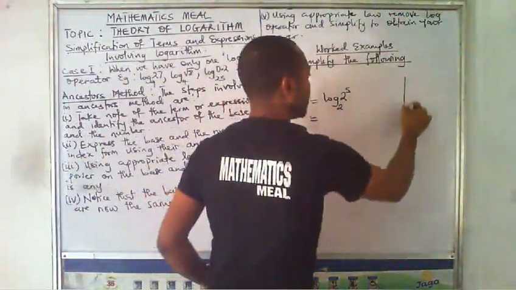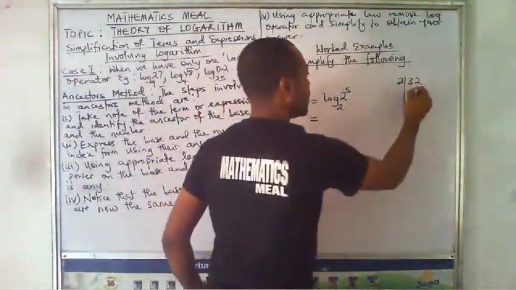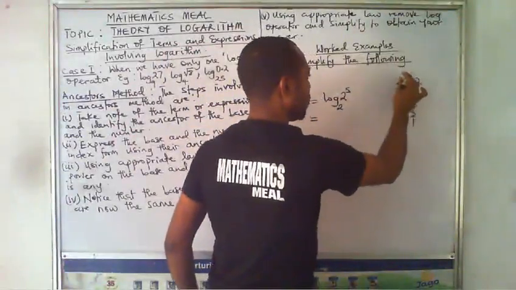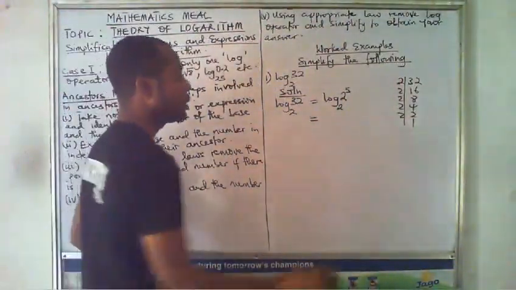We know 32, when we do continuous division using 2, we have 16, 8, 4, 2, and 1. That is 1, 2, 3, 4, 5. That's why it's 2 raised to power what? 5.